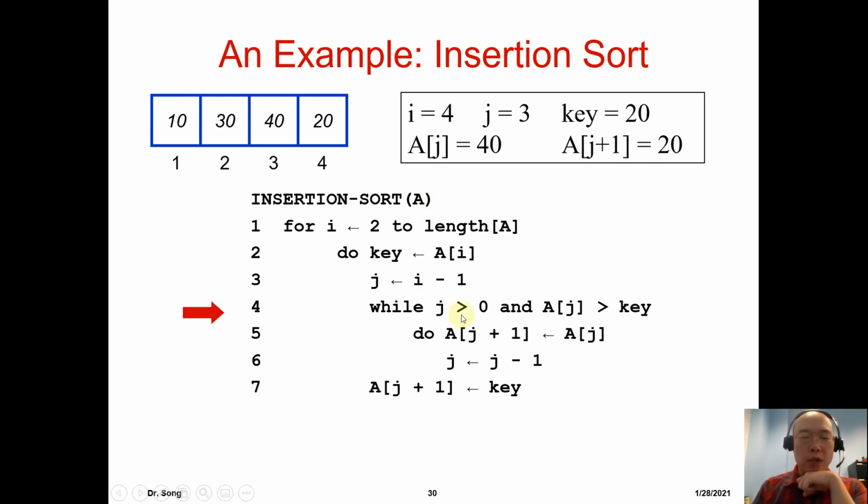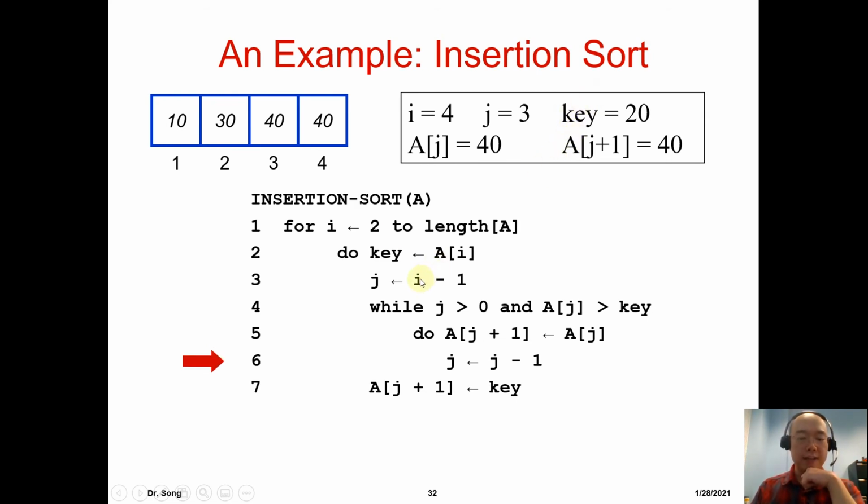Well, j greater than 0, okay, that's true because j is 3. And a[j] greater than key, a[j] will be 40. So 40 greater than the key, that's also true. This means I have to shift 40 to the right side. Okay, so let's shift the 40 to the right side, and then, well, we have two 40s, no worries, because the value we are going to insert is already held by the key.